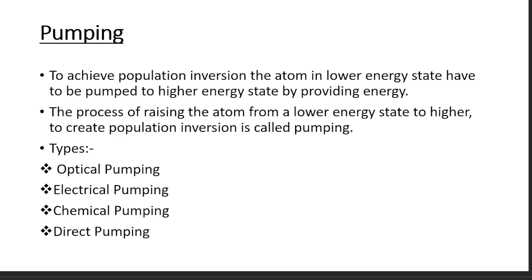In optical pumping, we use light energy to pump the atoms from the lower to the higher state. In electrical pumping, we use electrons to pump atoms from the lower to the higher state. In chemical pumping, we use some chemical reactions to pump the atoms, and in direct pumping, electrical energy is converted into light energy.